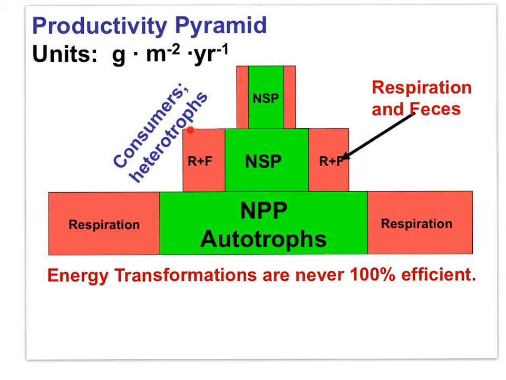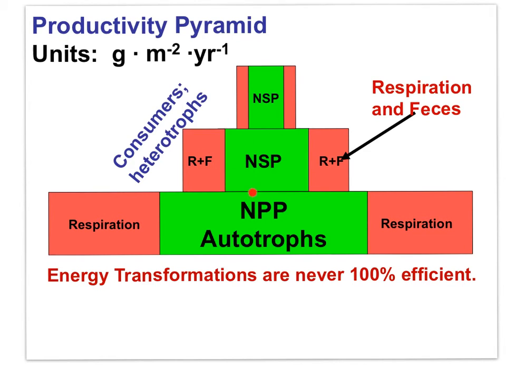Now the primary consumers take this much of what's available. Some of the material is not consumed. Now some of what the primary consumers eat is never assimilated and goes out as feces, labeled F, and some is respired, labeled R.